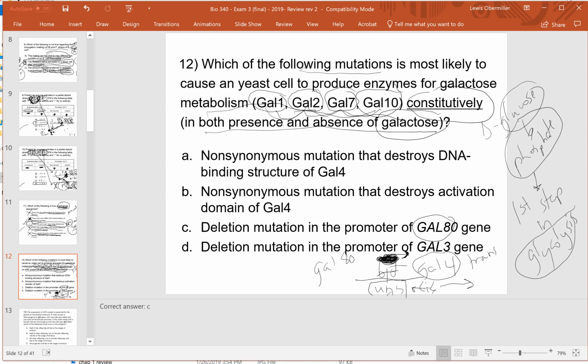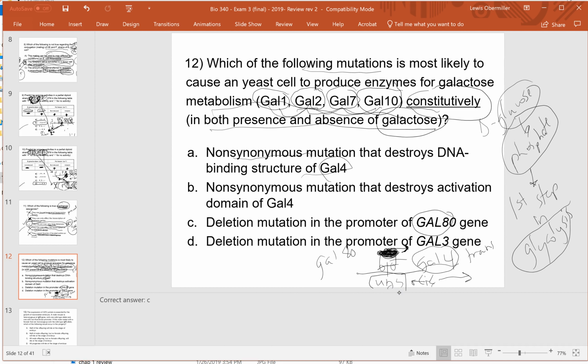So a non-synonymous mutation that destroys the DNA binding structure of GAL4. Well, GAL4 wouldn't bind, and GAL4 is required to turn the gene on. So if GAL4 couldn't bind to the UAS sequence, then the gene wouldn't get turned on. The question says the gene's turned on all the time, and that is no way. No, X.